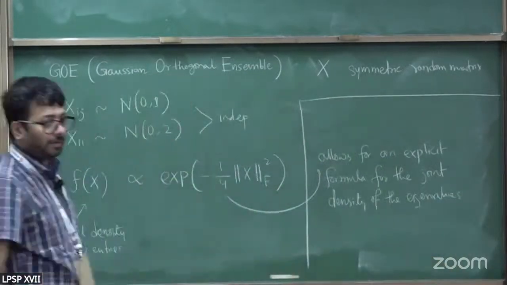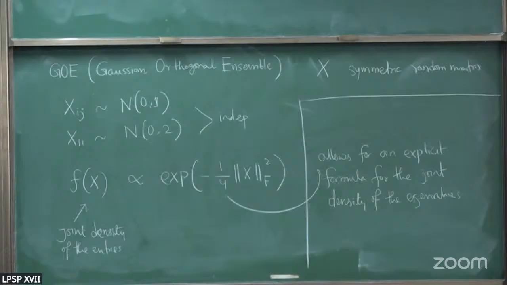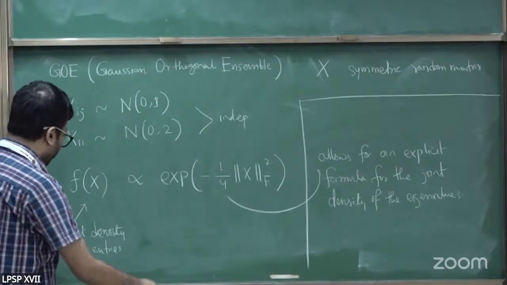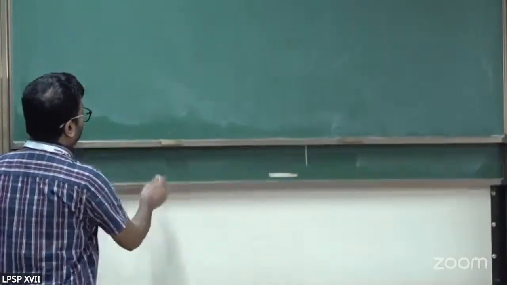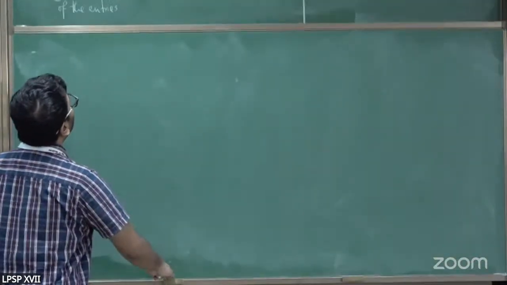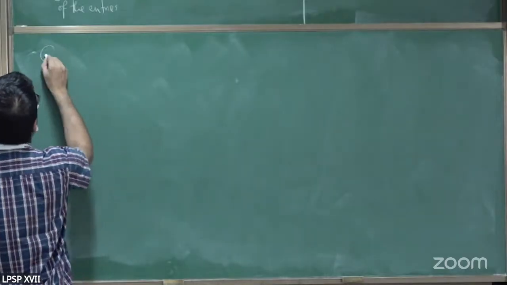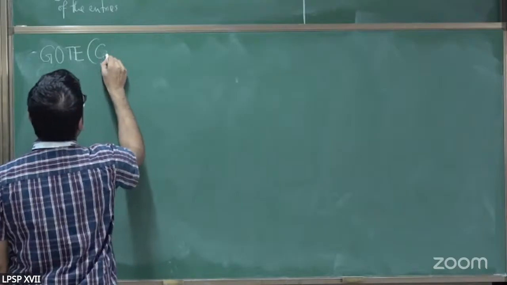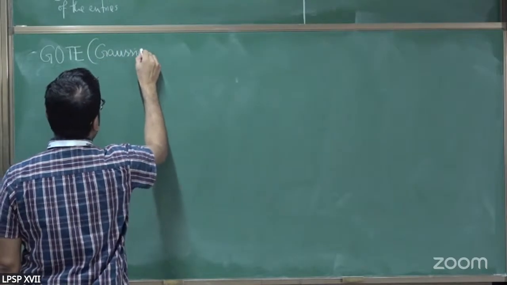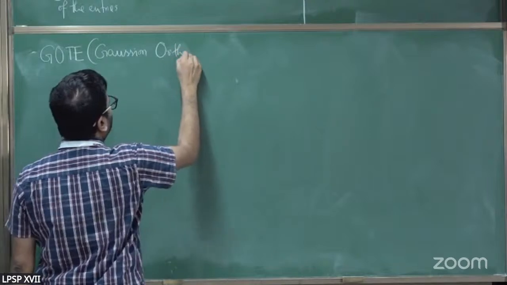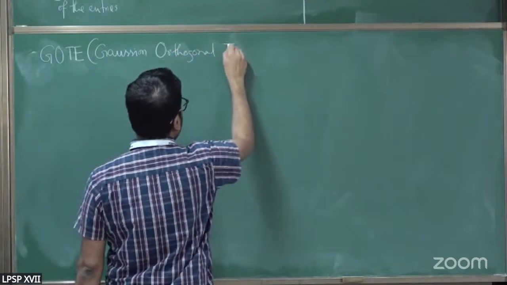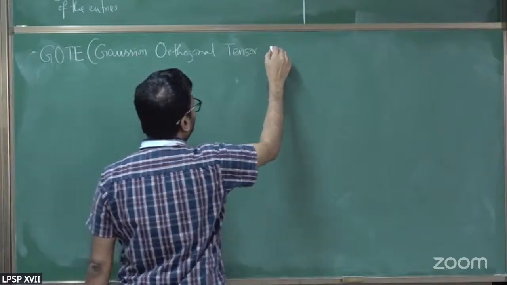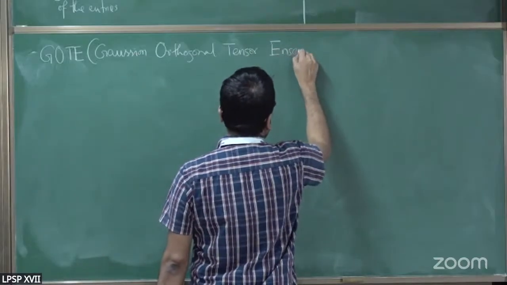Only in a handful of random matrix models can you do that. So this is one of those models, right? There is a tensor analog of that, called the Gaussian orthogonal tensor ensemble. Okay.